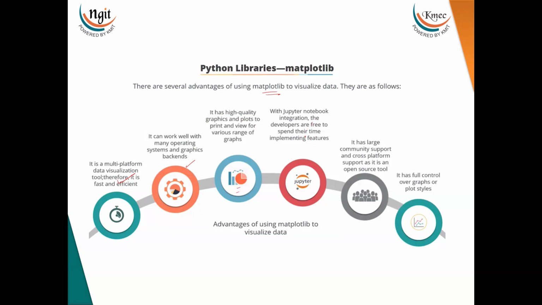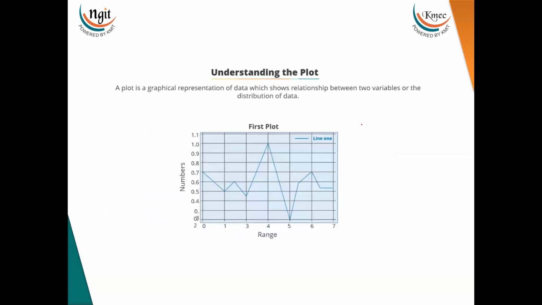With Jupyter Notebook integration, the developers are free to spend their time implementing different features using Matplotlib. It has large community support and platform support. In any platform, we can use this. Why? Because it is an open source tool, and it has full control over graph or plot styles. Different graph and plotting styles we can use with Matplotlib. These are some of the advantages why developers prefer Matplotlib for visualizing the data.